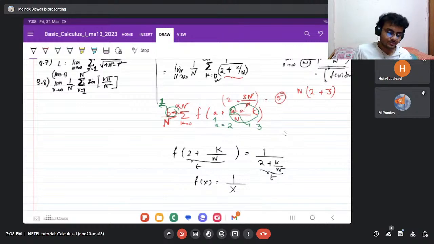Do you agree? Yes, sir. So this is 1 over x, not 1 by 2 plus x. If you had taken 1 by 2 plus x, that is also a valid thing that she is telling, but you would have to define the function differently. You would have to take 2n plus k and do something to make it a function of 2 plus x.